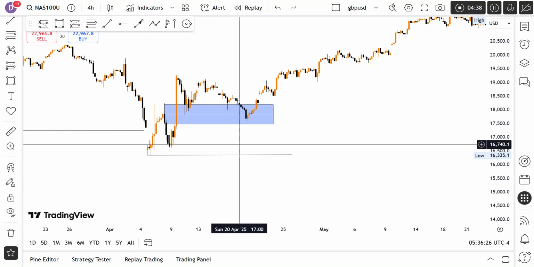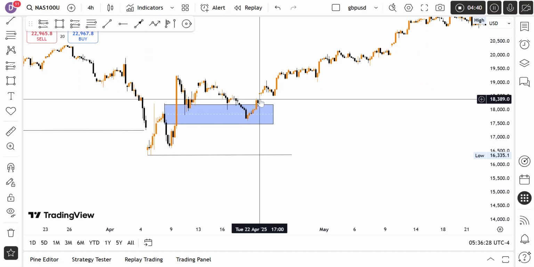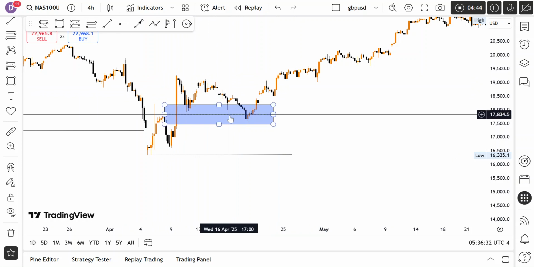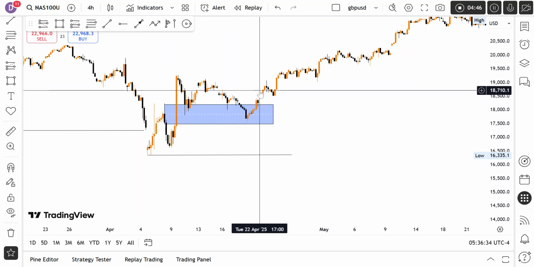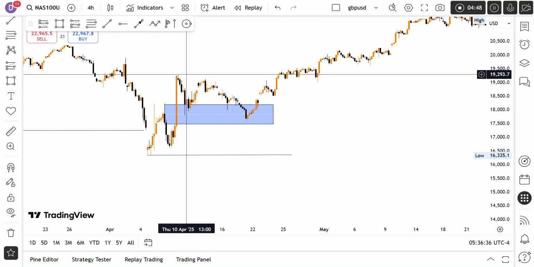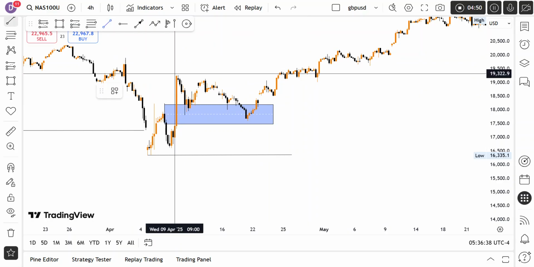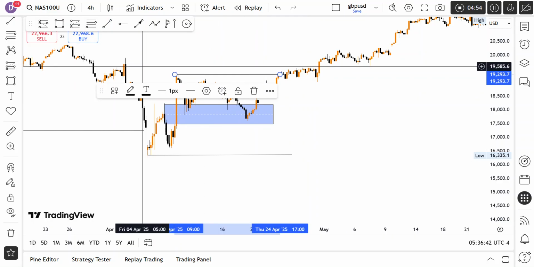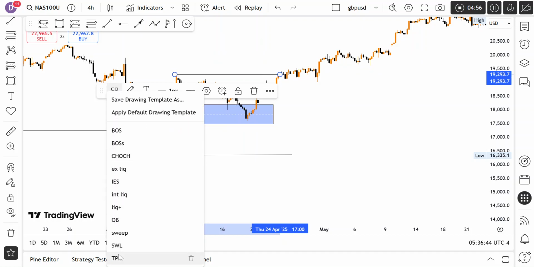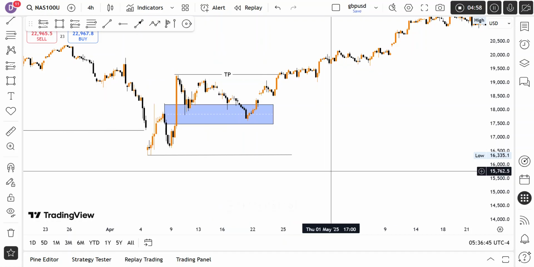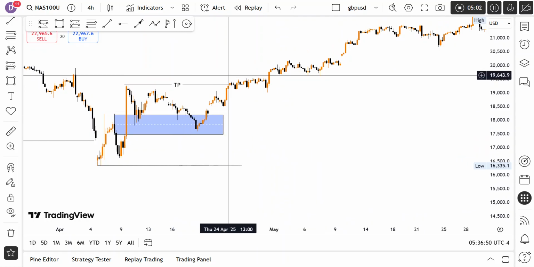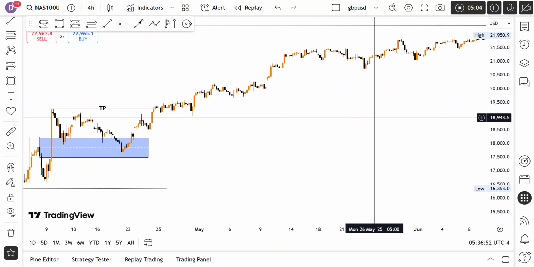Even if the market goes down here, when it comes back and retests this zone, we're going to take it. If that happens and we go down, then we test this. This zone is going to be our first TP. We're going to be taking it here, and then look for one to two days, something like that.